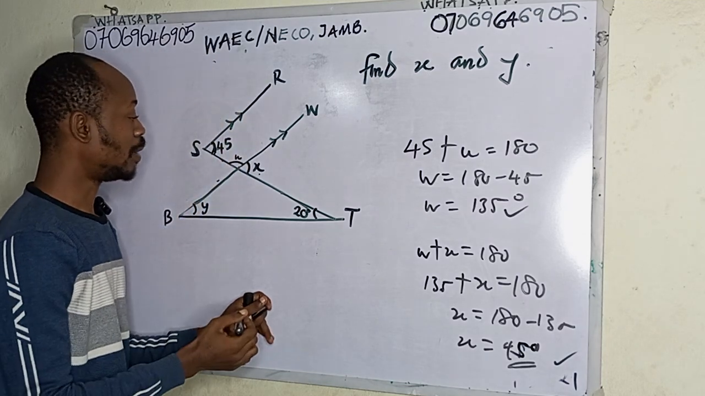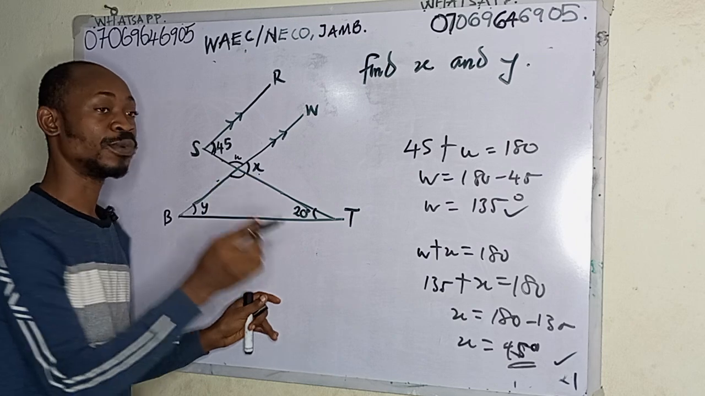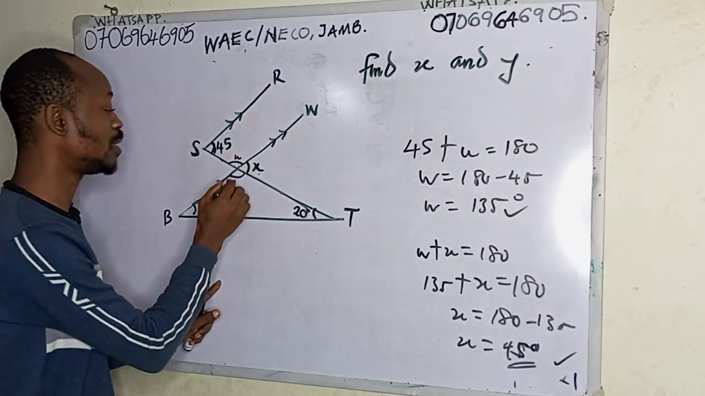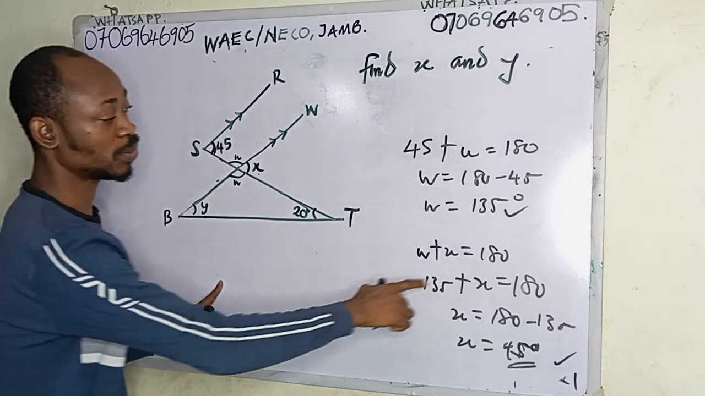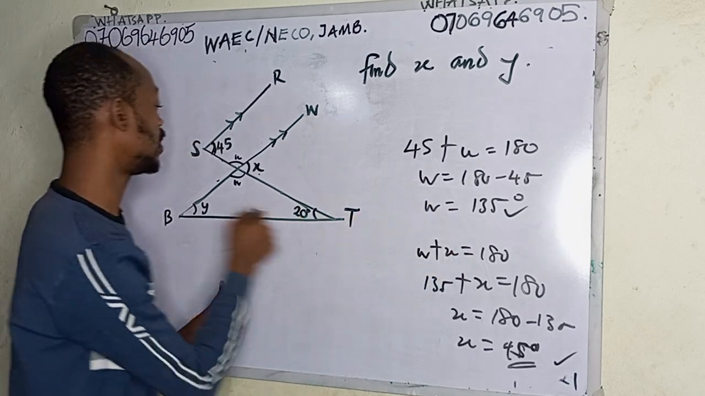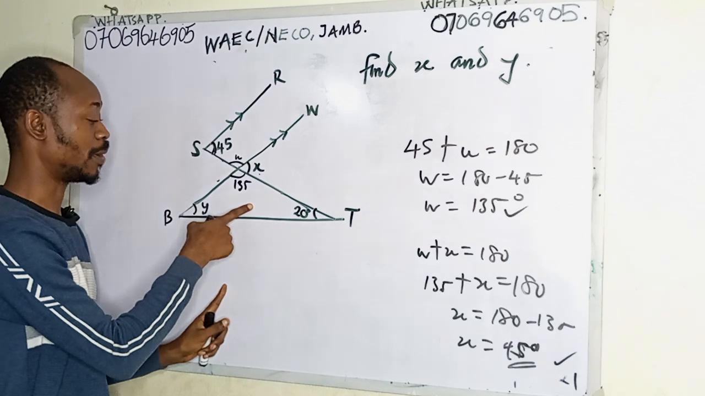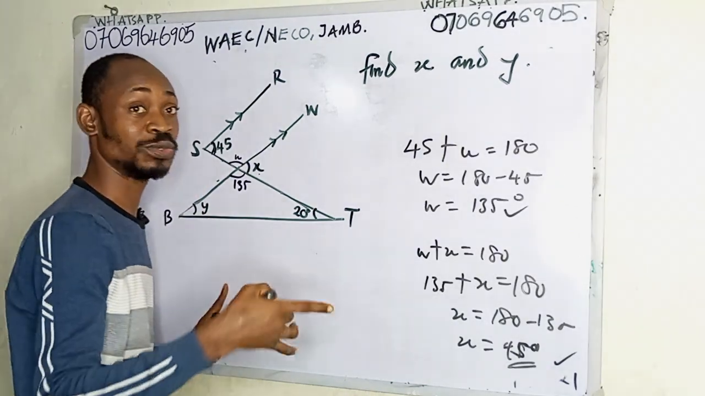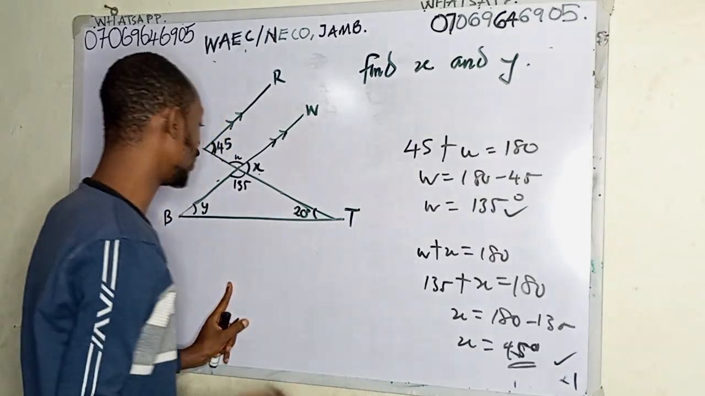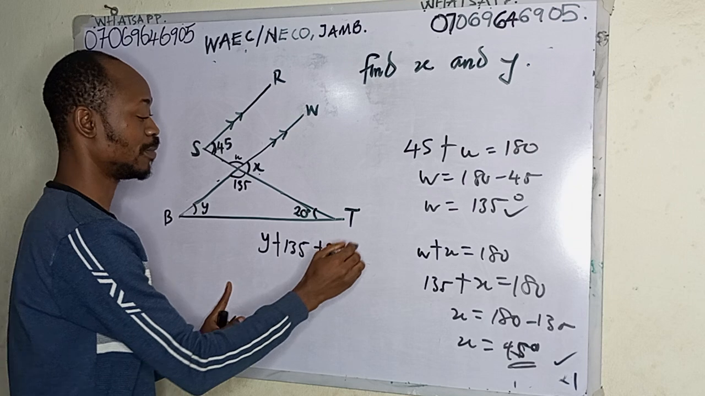And then another angle that is formed is called vertically opposite angles. I call them Wakanda angles. Vertically opposite angles are actually equal. So if this is W, this must also be W. And W is 135. So this is going to be 135, right? If you check, this is a triangle, all right? And angles in a triangle add up to 180. So that means Y plus 135 plus 20 must add up to 180.